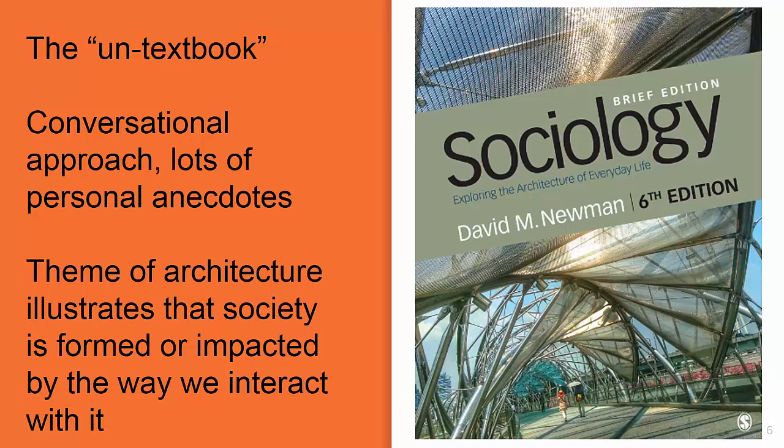Your front list title for the fall is Newman's Sociology: Exploring the Architecture of Everyday Life, Brief 6th edition. Newman is our most untraditional textbook. It takes a more themed approach than our other books, and the theme of architecture and building runs throughout as a metaphor to how society is formed and impacted by our parts within it.